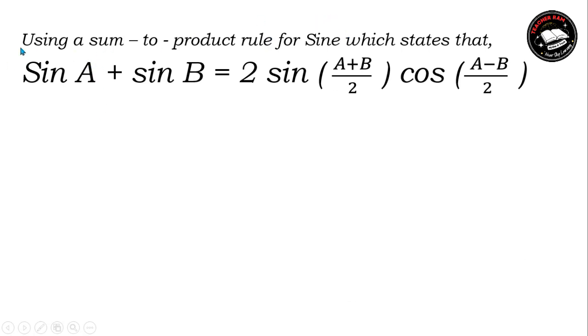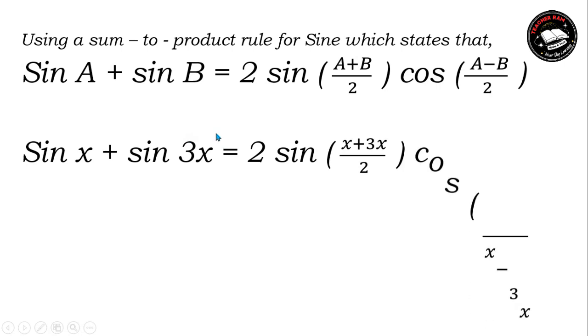A formula or rule states that sine of an angle A added to the sine of an angle B is the same as the double product of the sine of angle (A plus B) over 2 and the cosine of angle (A minus B) over 2. It is called the sum to product because you change from the sum of two trig functions to the product of two trig functions.